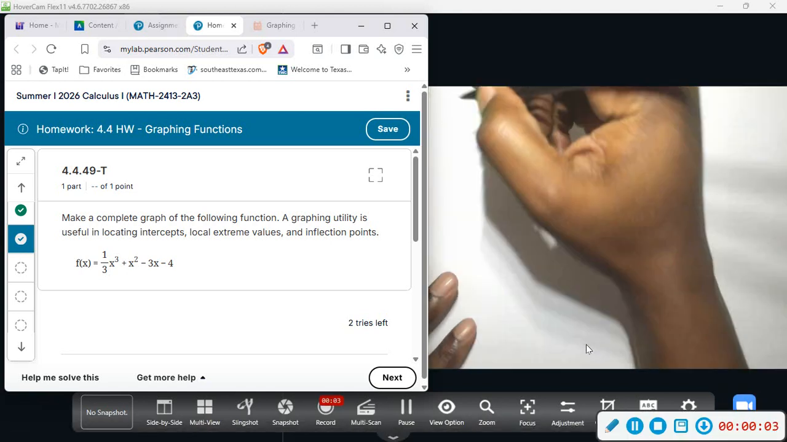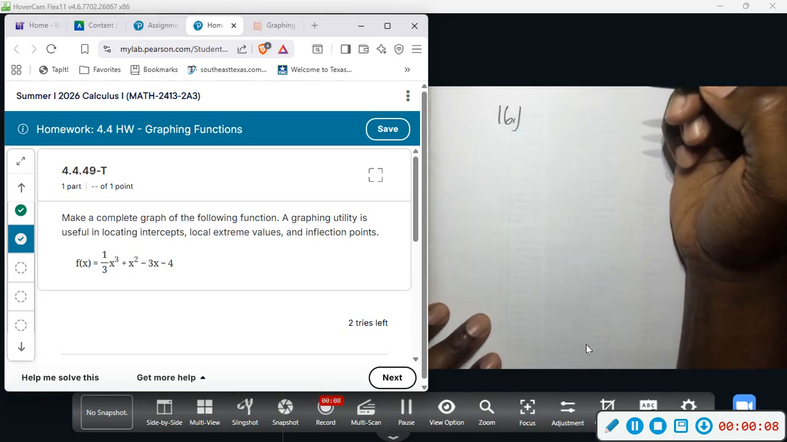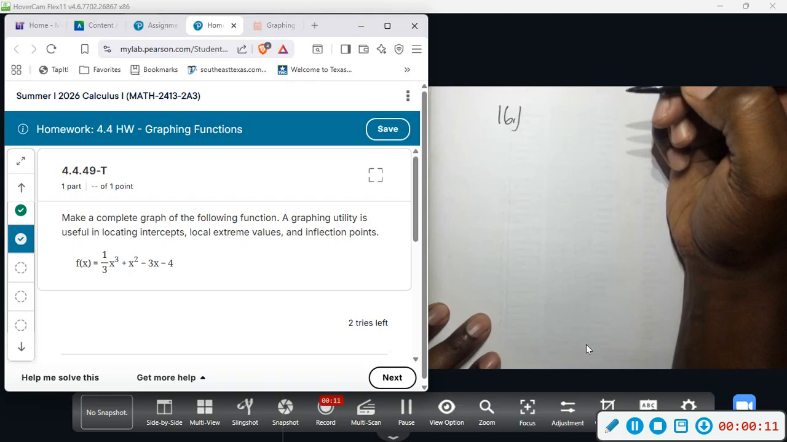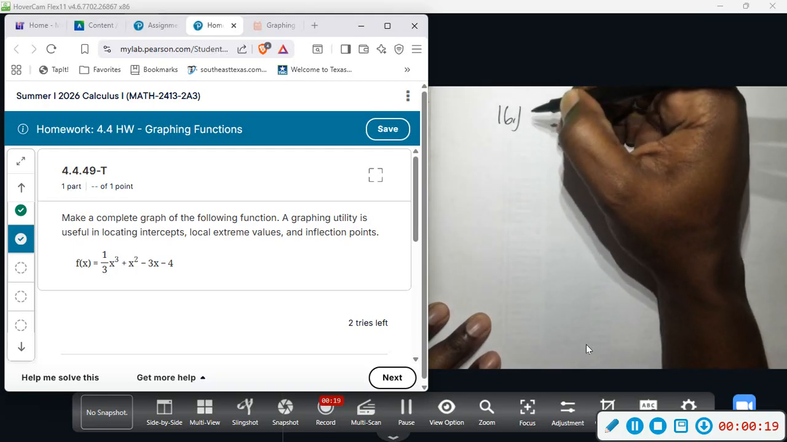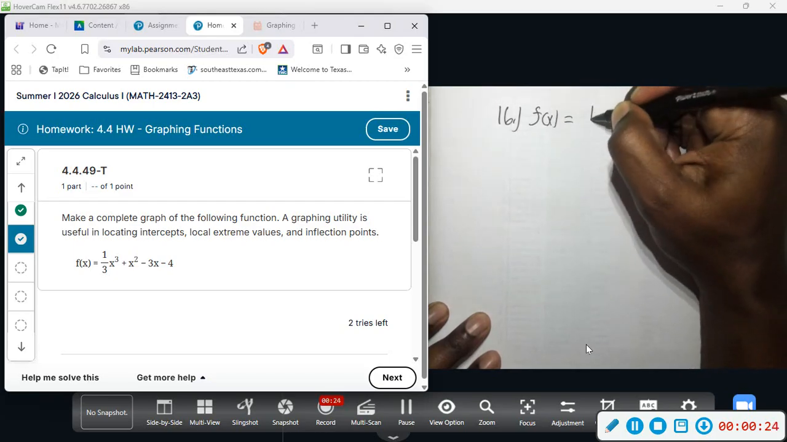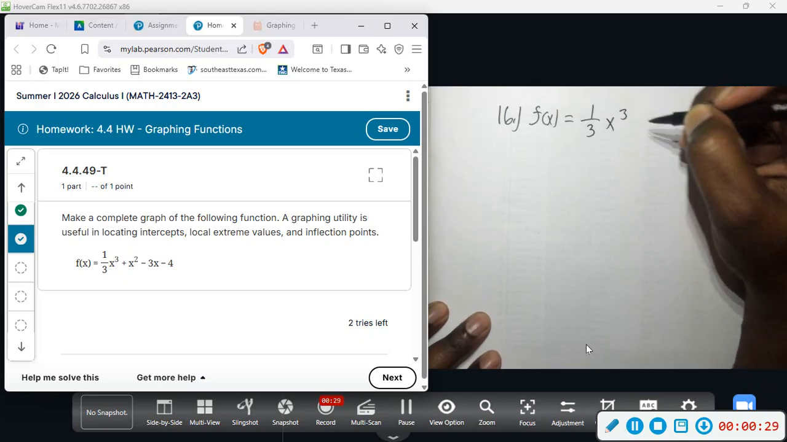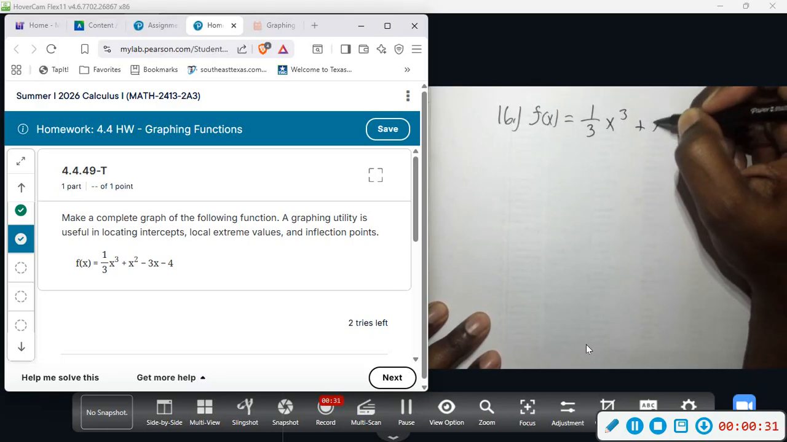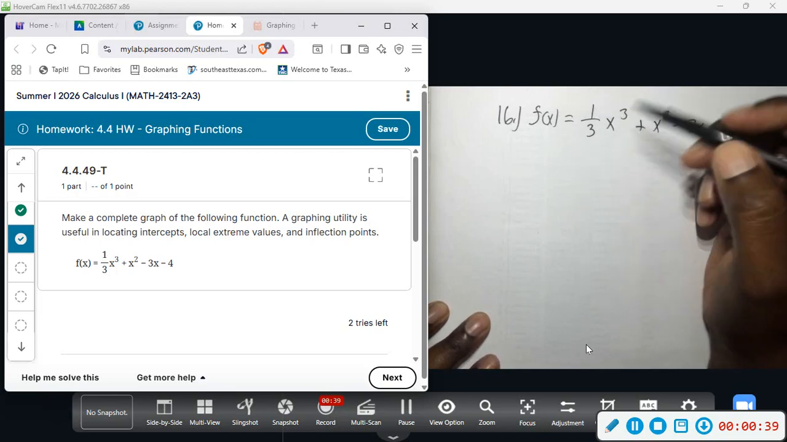All right, question number 16. We want to make a complete graph using local extremes, inflection points. It says you can use a graphing utility, but we'll do this part by hand. All right, so we're going to find the derivative first.